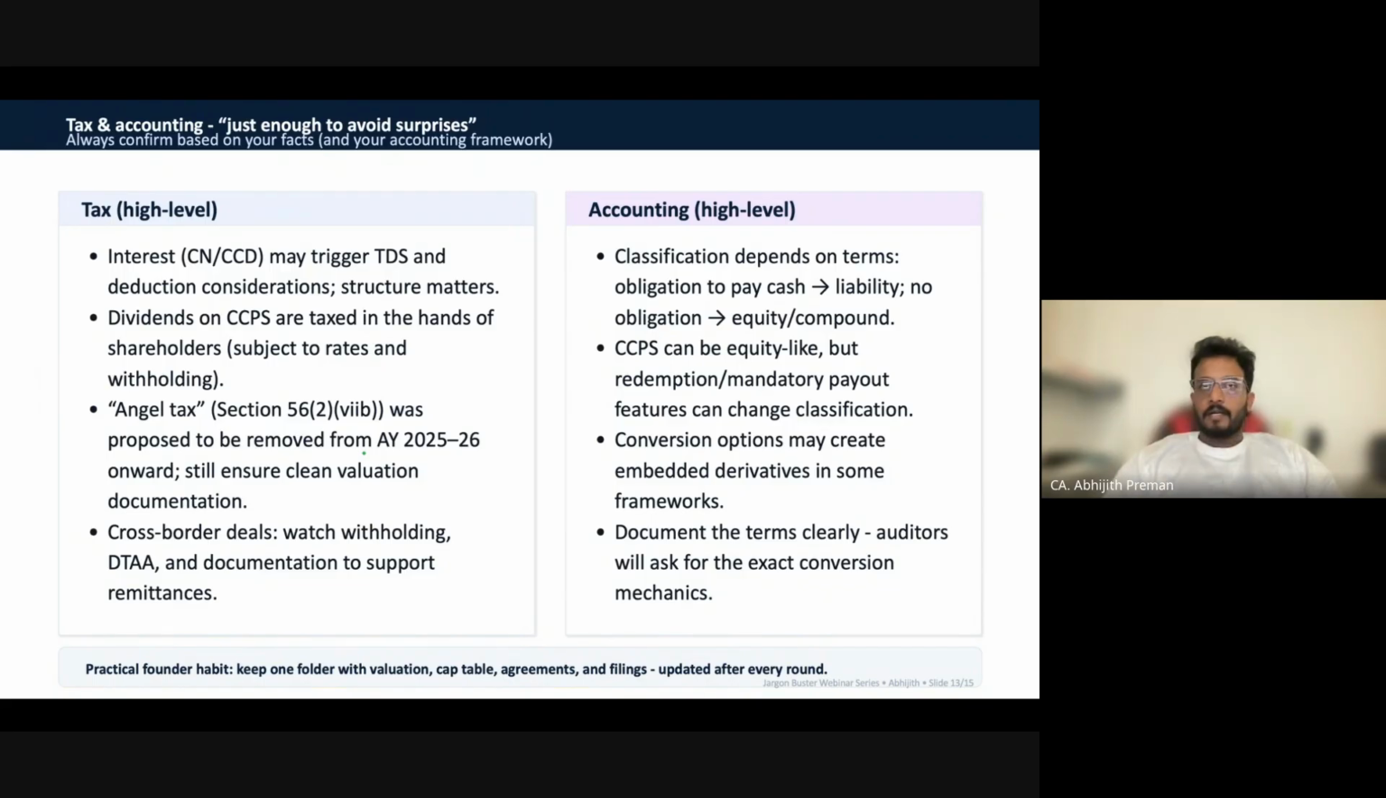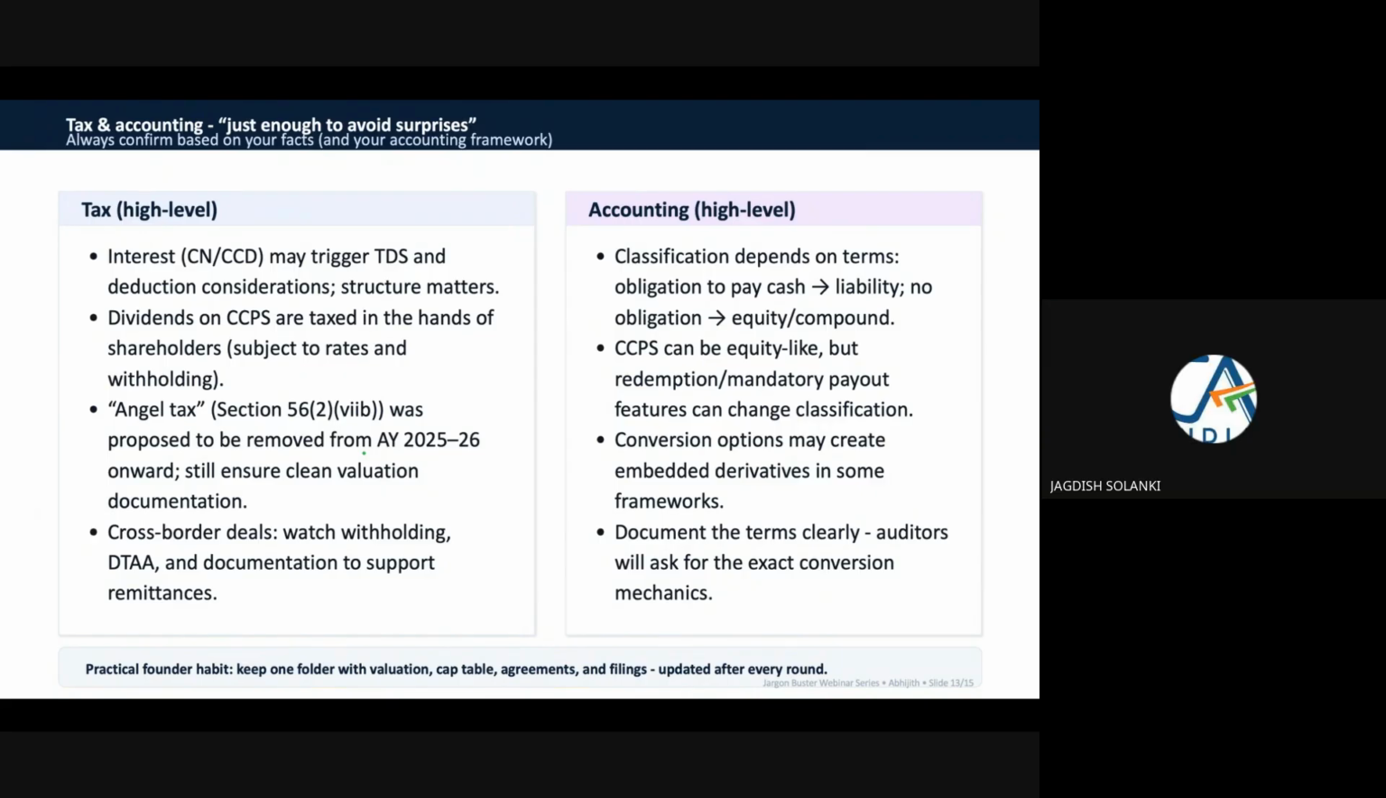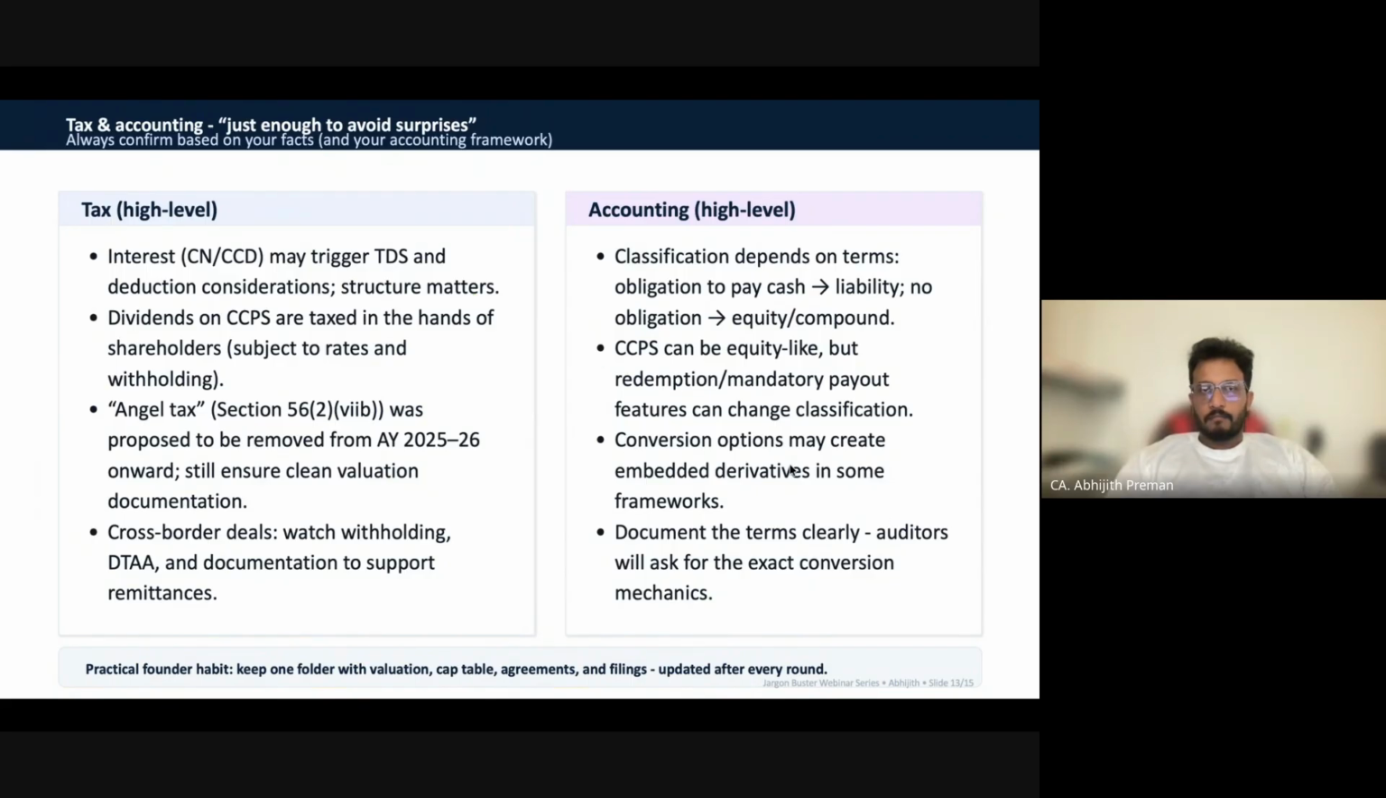Then accounting: classification depends on terms. So whether to treat it as debt or equity, again you'll have to speak with your auditor and CA and understand all those things. Then CCPS can be equity-like, but redemption or mandatory payout features can change classification. So if you change those things, the nature of the instrument can change. Then conversion options may create embedded derivatives in some frameworks. Document the terms clearly. Auditors will ask for exact conversion mechanics. So there should be a proper agreement. There should be clear conversion terms. All those things should be properly documented and signed.